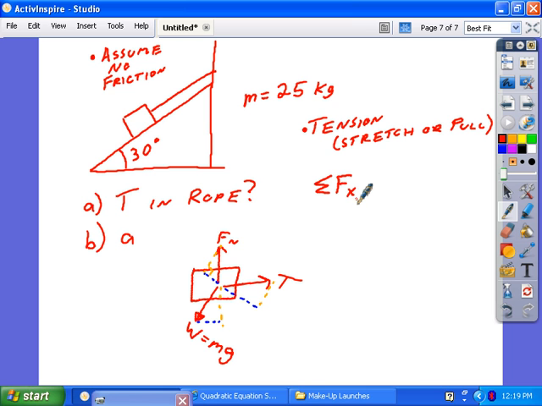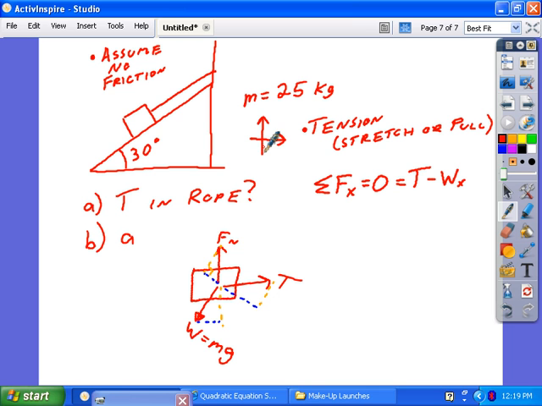Now, I'm assuming something. If this rope is holding it, I'm assuming that it's not accelerating. In other words, it's not in motion. Therefore, the sum of the forces in the X direction is going to equal 0. Now, if I use my rotated reference frame here, I'm going to have my tension acting in the positive X direction, and I'm going to have my weight in the X direction acting in the negative X direction.